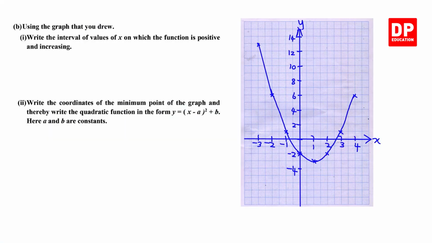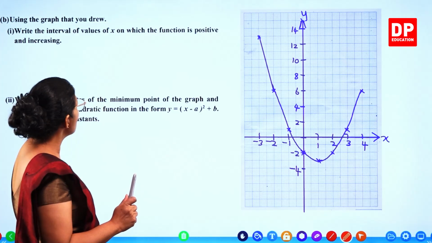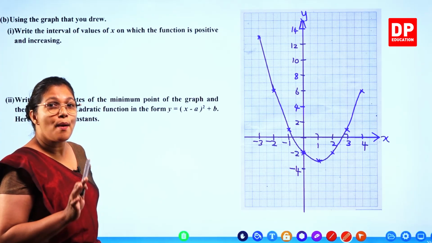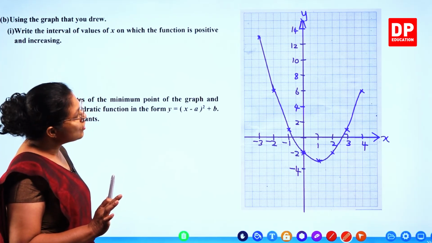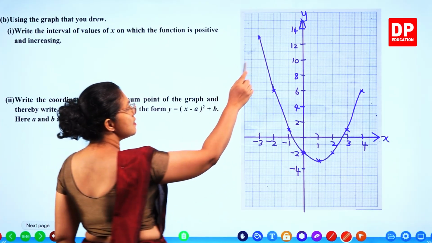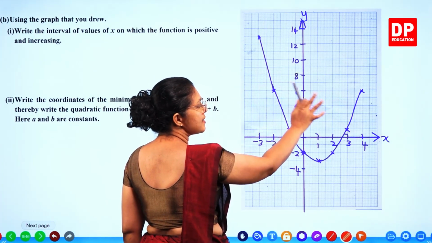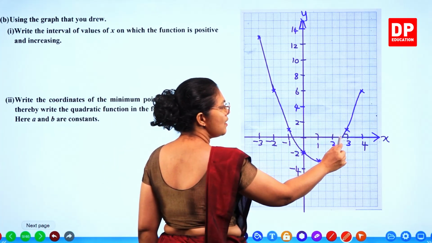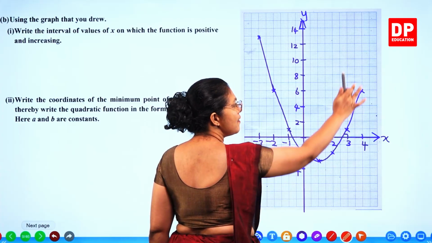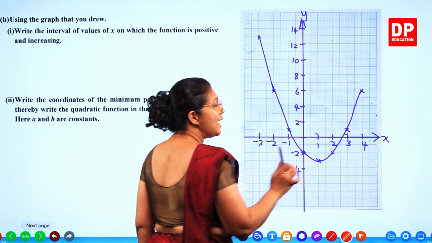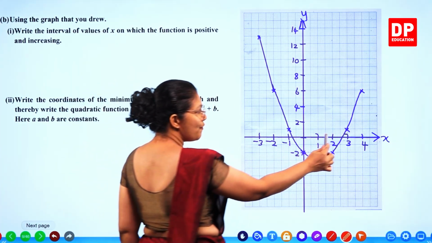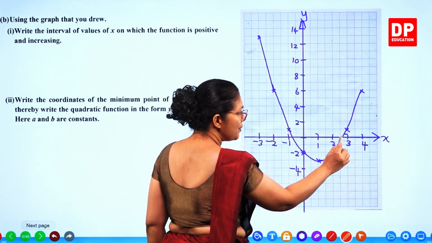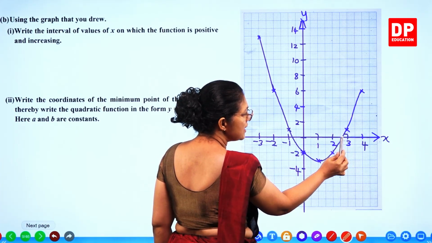Now let's see what are the other questions. Using the graph that you drew, write the interval of values of x on which the function is positive and increasing. Positive and increasing. So which side is positive? So this is positive, means above the x-axis. But positive and increasing, which part? We can see only this part is positive slope as well as increasing. So you have to refer to this value. What is this value? So you get 2.7.